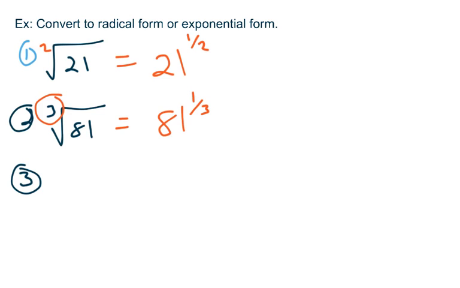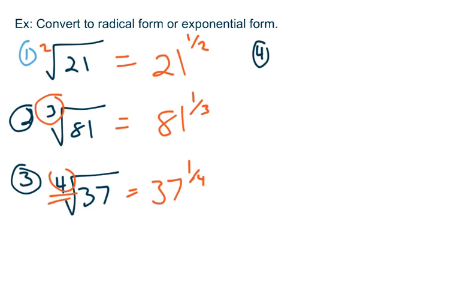Number 3, how about the 4th root of 37? Again, 37 is your base, the number underneath is your base. We're writing it with a fractional exponent, so the number in the index is the denominator of your fraction, and then a 1 goes on top, so 37 to the 1/4 power.